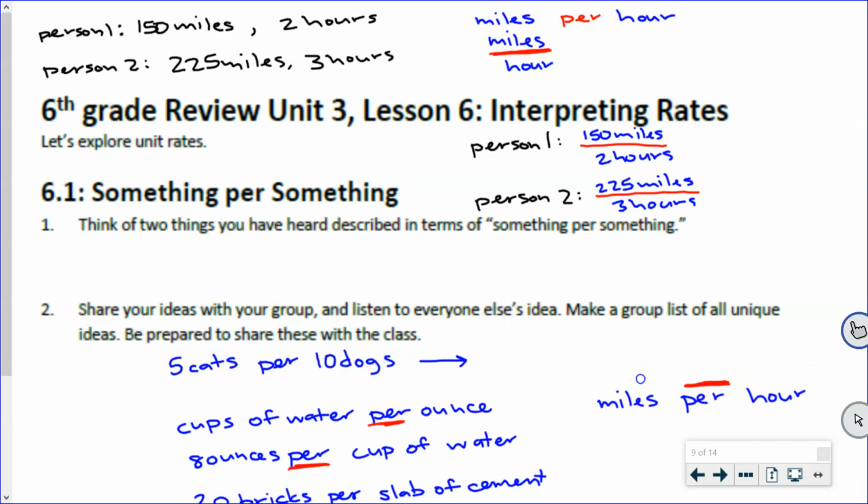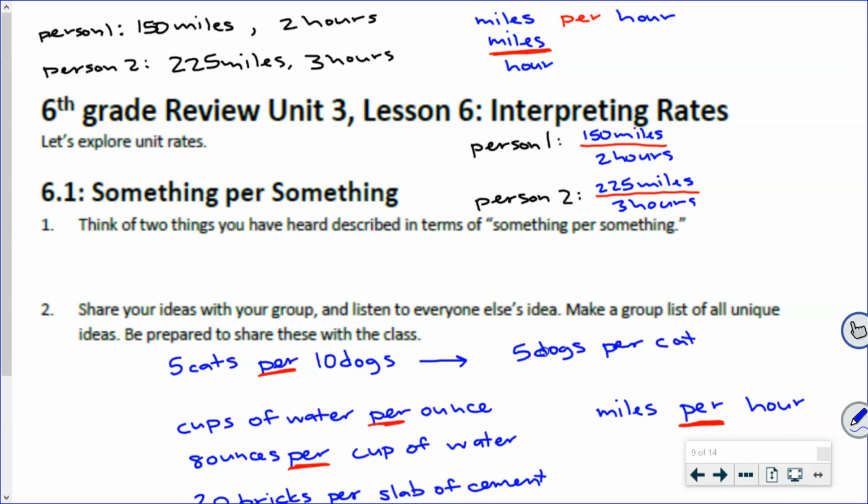Okay, that's the change that I want to make. Normally when we have a rate like this, when it's something per something, it's usually per 1. We wouldn't normally say 5 cats per 10 dogs. We would just say 5 cats to 10 dogs. So when I use this word per, it's because that per would be a little bit better if I reverse this maybe and said 5 dogs per cat.